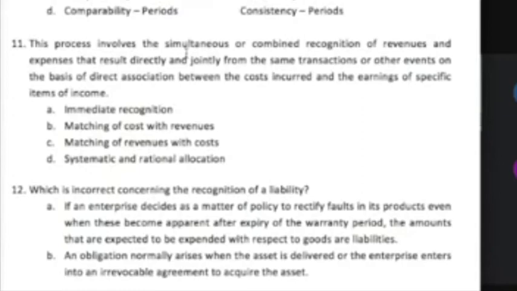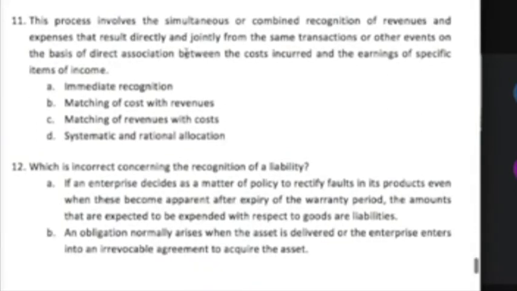Class, this is very important, class. This is the matching principle that is very common in accounting, class. And even though you're familiar with the matching principle, when you're asked this question, you know that it's the matching principle. But when you look at letter B and letter C, you now get confused. I know it's the matching principle, but what am I matching? Am I matching the cost with the revenues, or am I matching the revenues with the cost? So our answer here would be letter B, class.